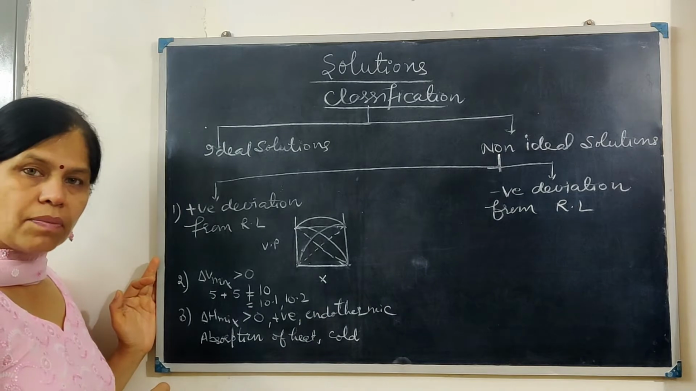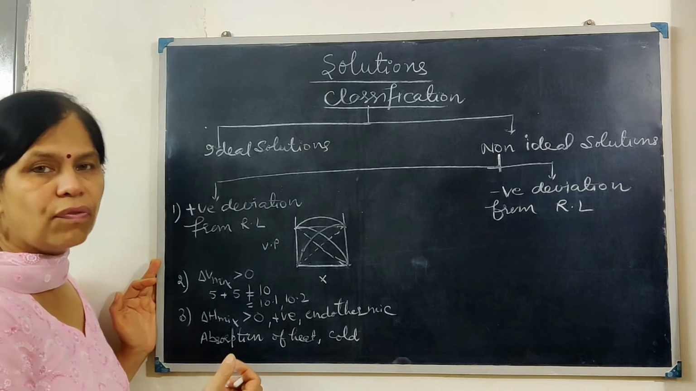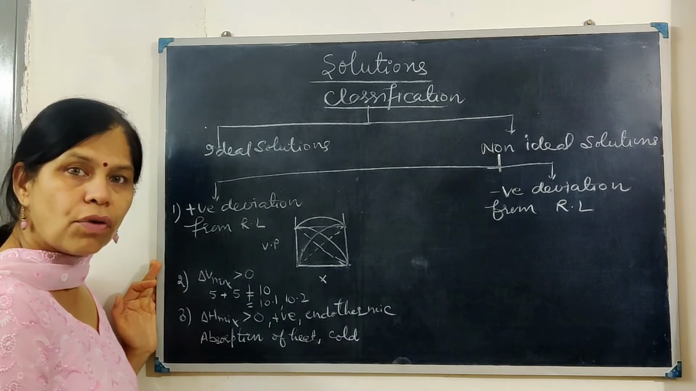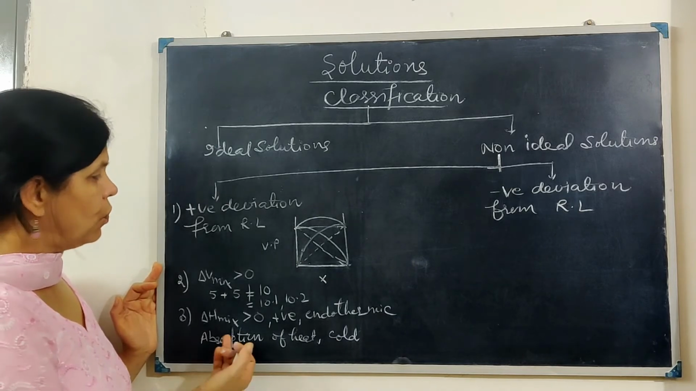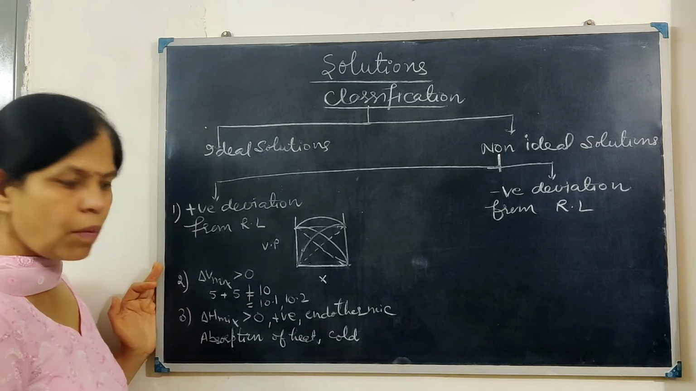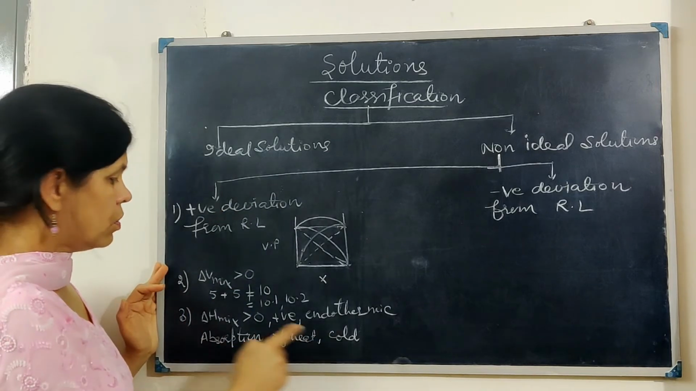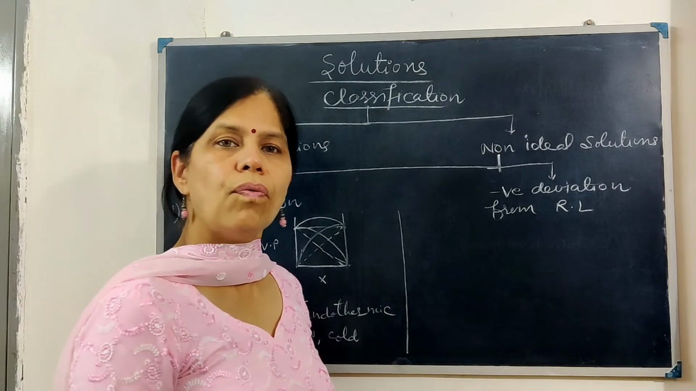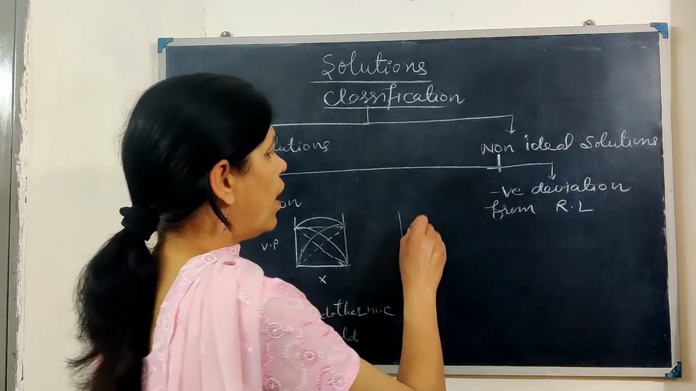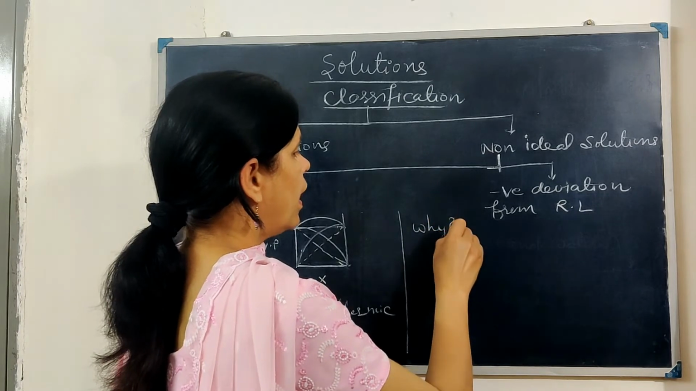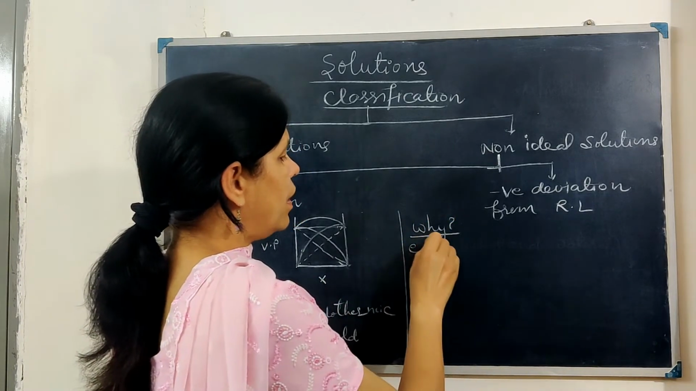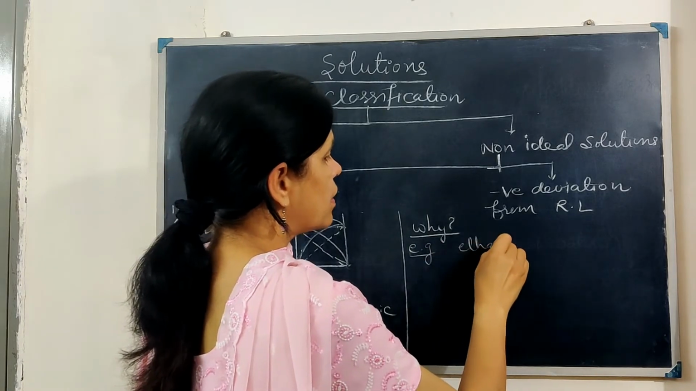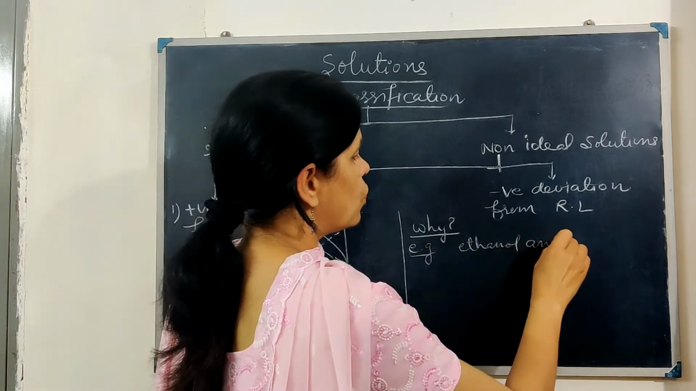So if a question comes, the two components are mixed together and finally the solution which is obtained is slightly colder, what kind of deviation does it show from Raoult's law? You will say it shows positive deviation from Raoult's law. But why is it happening? What is the reason behind it? Why does it happen so? I'll explain it with the help of an example. And the example here is ethanol and acetone.